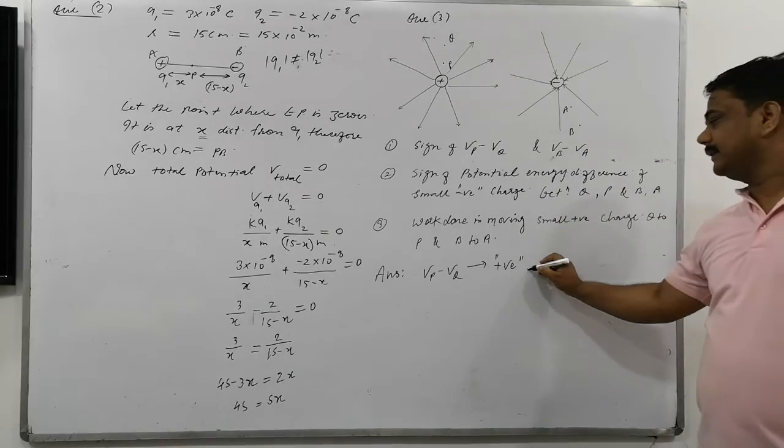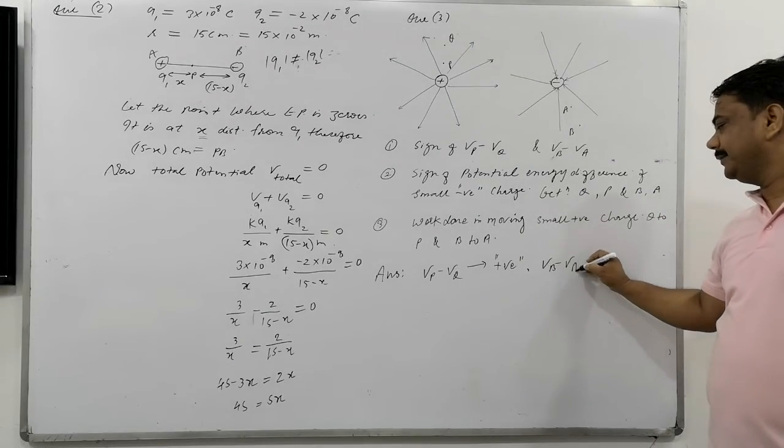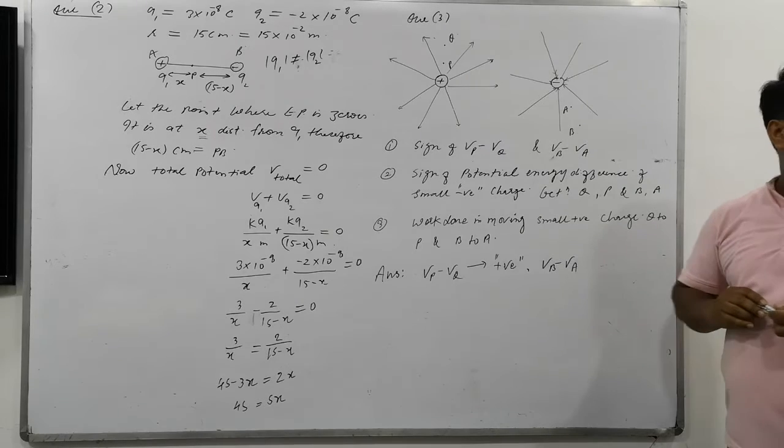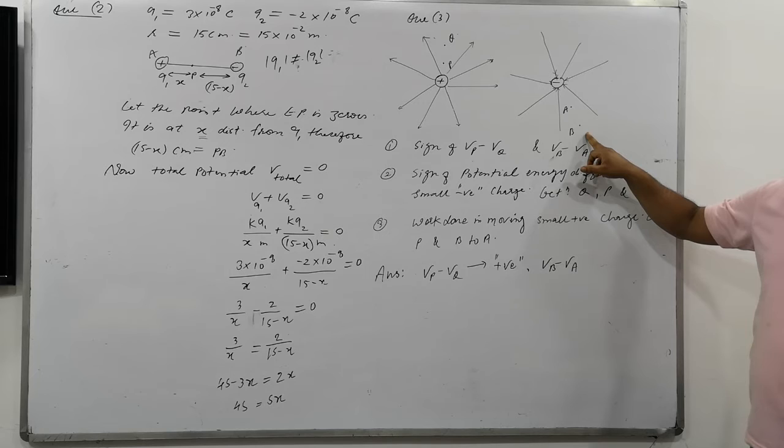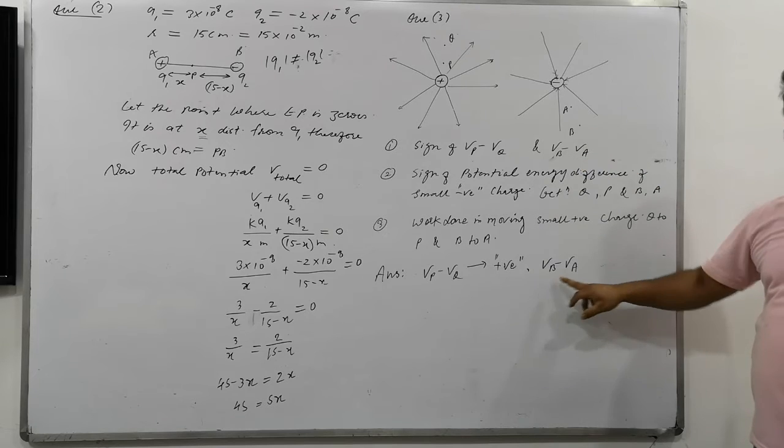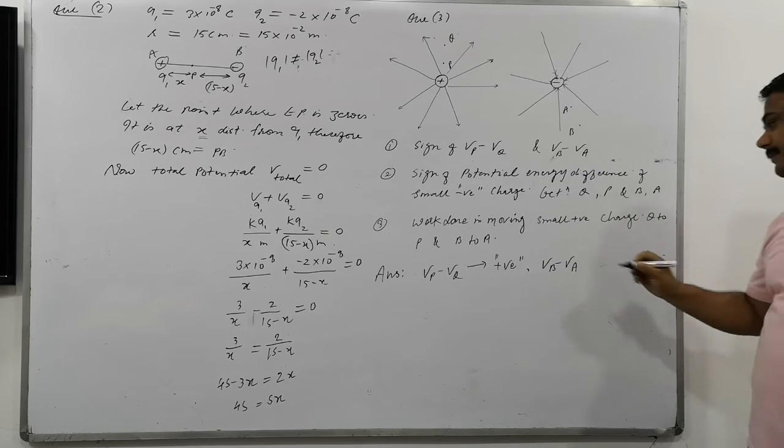Is that clear? Second, Vp minus Va. There will be more charge, so potential will be more at A or at B? B. So Vp minus Va will be positive. The same method to write the answer.